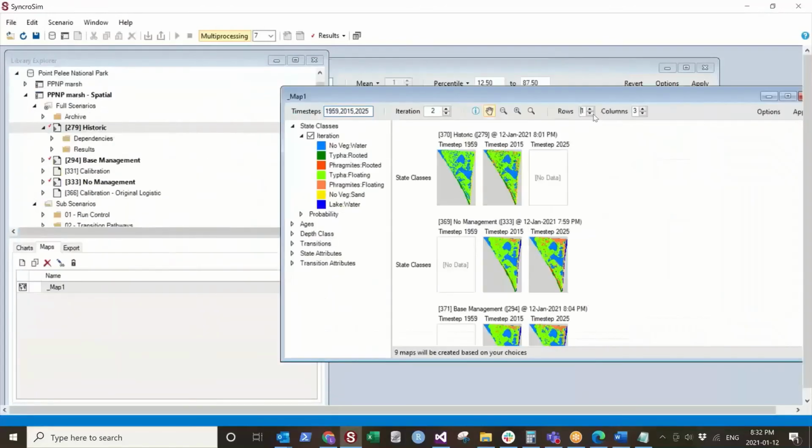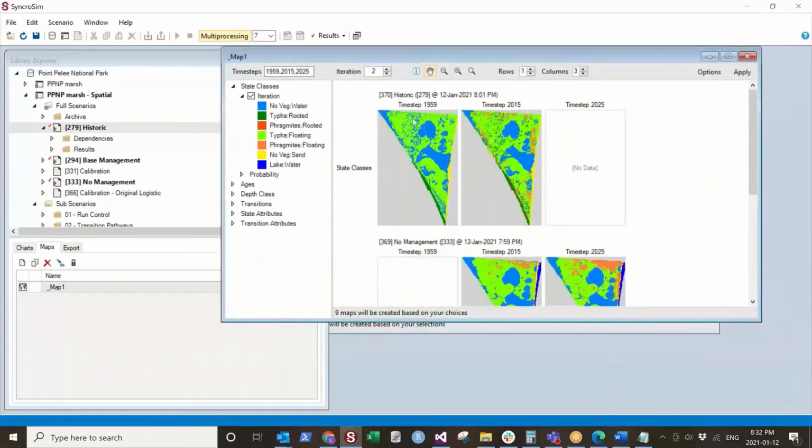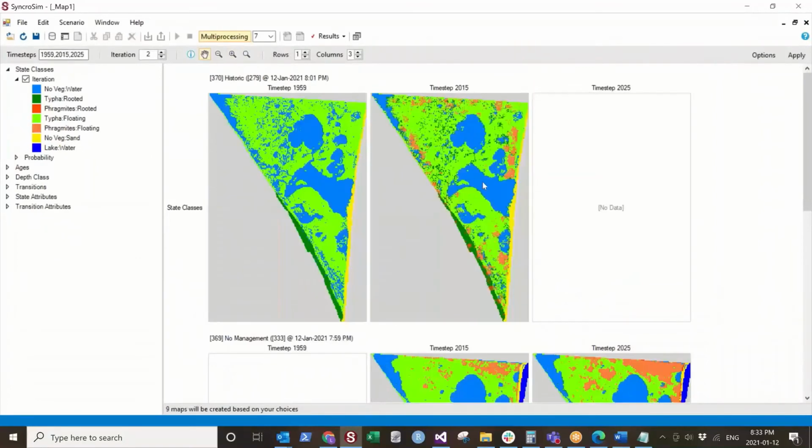So, and maybe I'll just reduce the number of rows. Right, so this is 1959 where we start the historic simulation, and the Phragmites is either orange or red, mostly orange. So we distinguish between rooted and floating patches of Phragmites. So you can see that by 2015, there's these orange patches. Let me just make this a little bigger even. So these orange patches of Phragmites have grown over time.